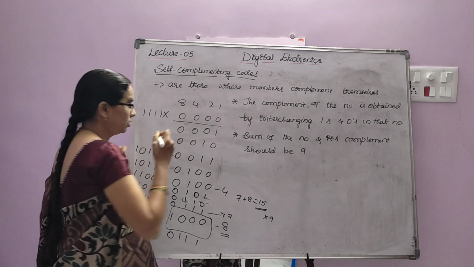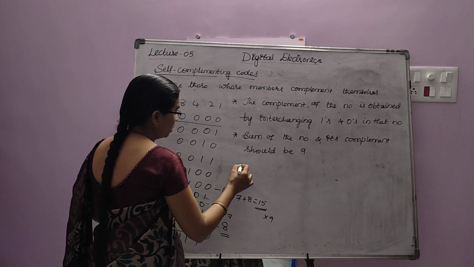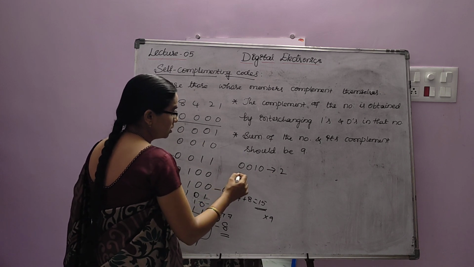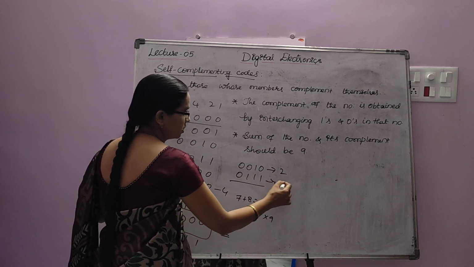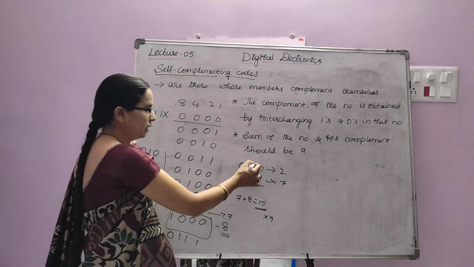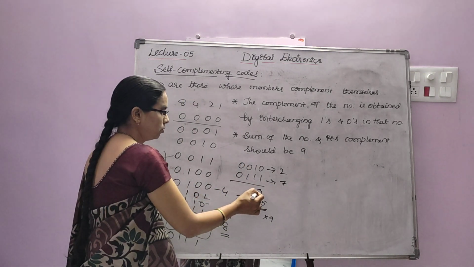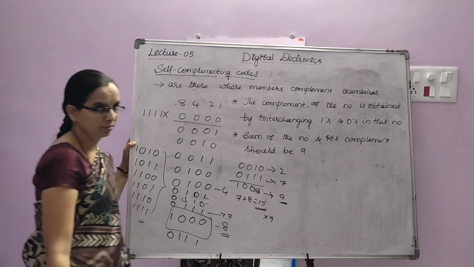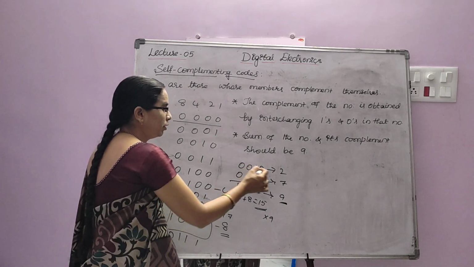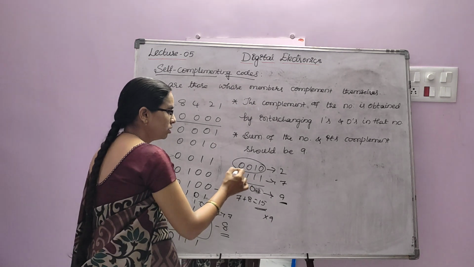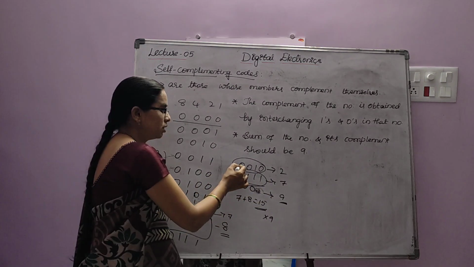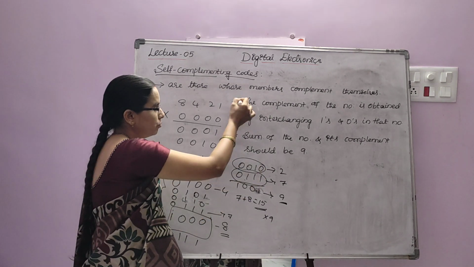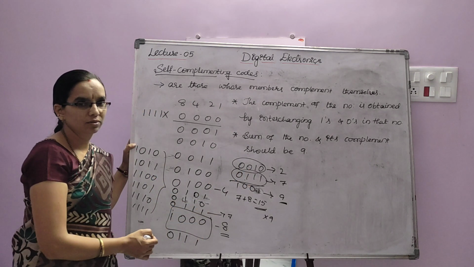Here, in 8421 code, 0010 is the decimal equivalent of 2. Its complement is 0111. That is the decimal equivalent of 7. If you add these two, then you will get 1001. Then you are getting 9. But the complement of 0010 is not 0111. By interchanging ones and zeros here, you will not get this number. So, the first condition is not valid here.